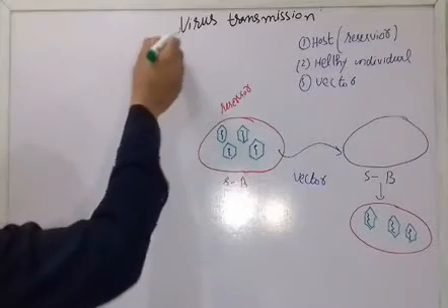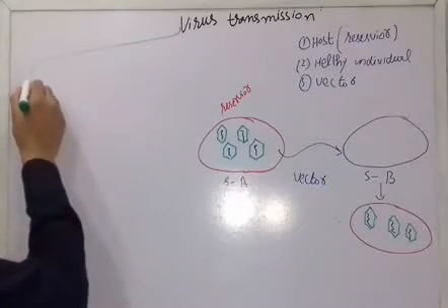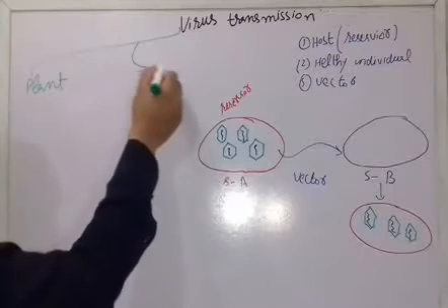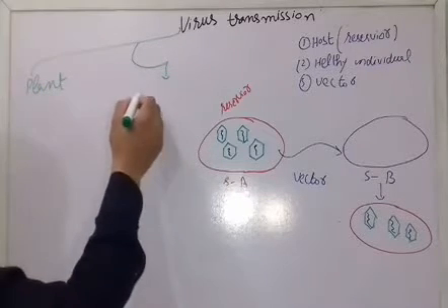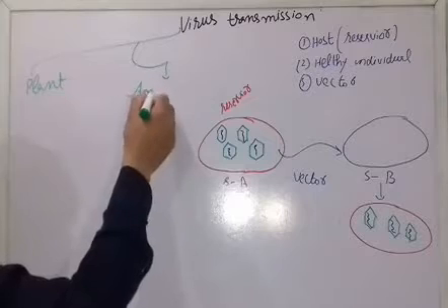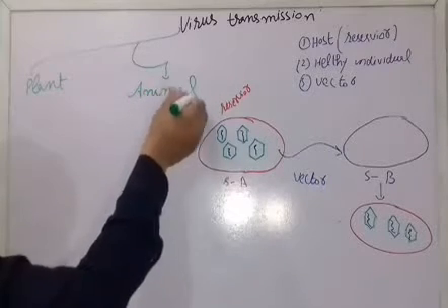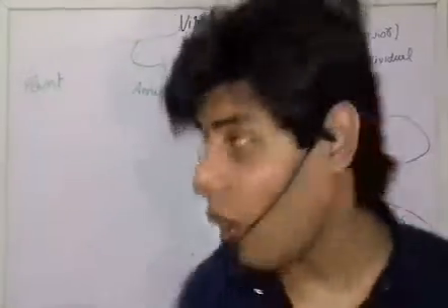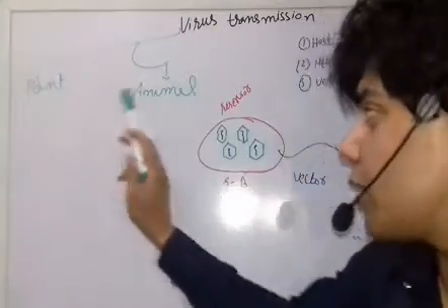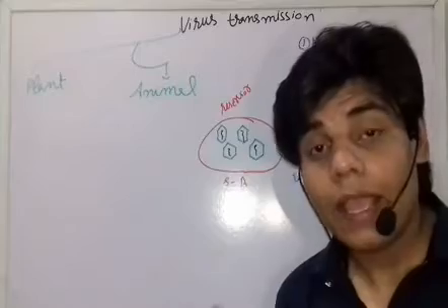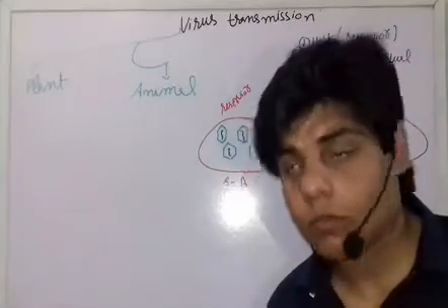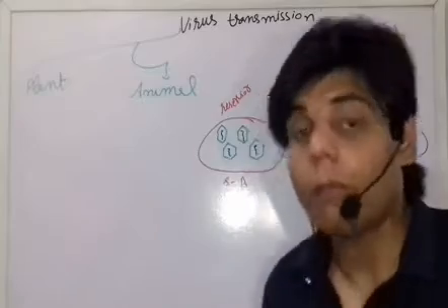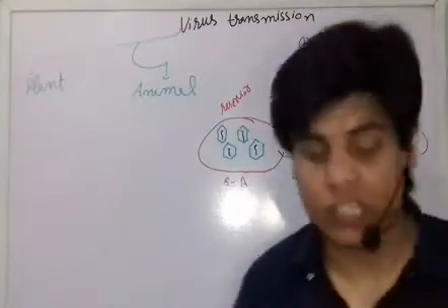So viruses are usually transmitted by plant and animal. But how? How are the viruses transmitted from plant and animal? When a plant is infected, this plant will infect the human or animal. But how? They use the vector.